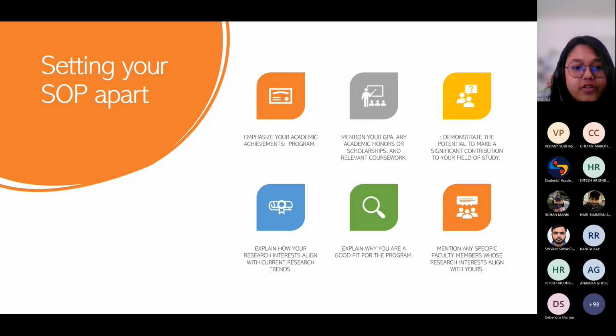Also, explain your research interest, obviously. This is important. You might have done a ton of research work, but you have to explain in the statement of purpose how your research interest aligns with the current research trends. There is lots of work going on, and every day in your research area thousands of people are getting published, so show how yours is aligned with the current trends.